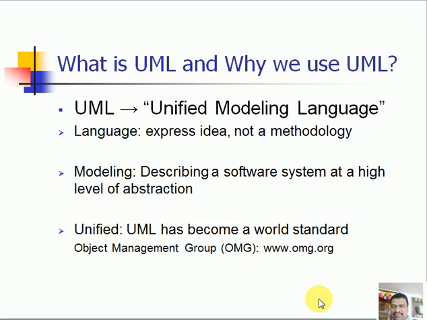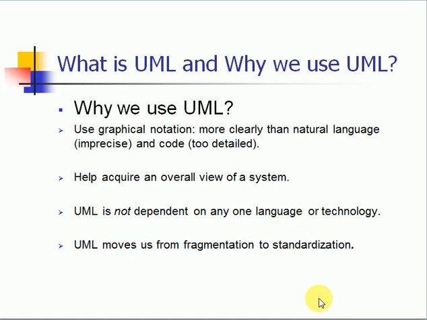UML has become a world standard of the Object Management Group. Generally, we use a graphical notation in UML because it explains more clearly than a natural language and it helps to acquire an overall view of a system. UML is not dependent on any one language or technology. It generally moves us from fragmentation to standardization. That's why we use UML.